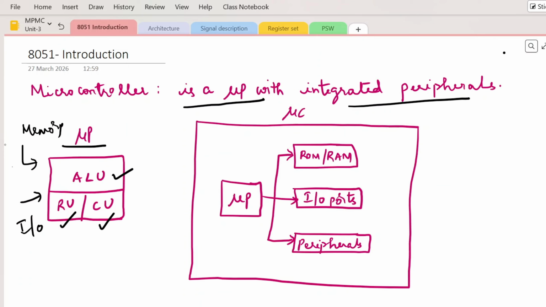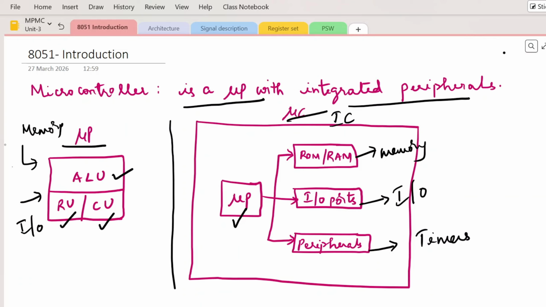Now coming to the microcontroller block. The microcontroller consists of a microprocessor along with memory, both RAM as well as ROM, and some IO ports for inputting and outputting the data, and some peripherals, the most generally used being timers. All are in a single IC. This is a microcontroller IC. So the basic difference between a microprocessor and a microcontroller is this one.